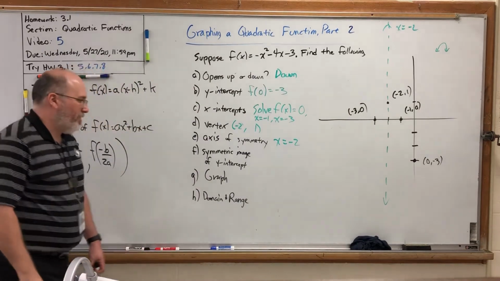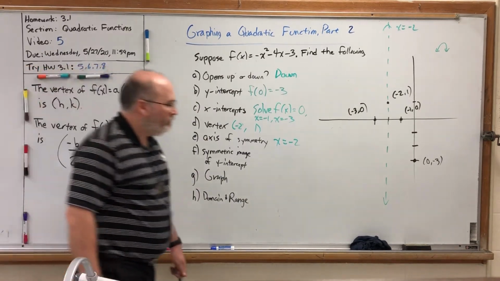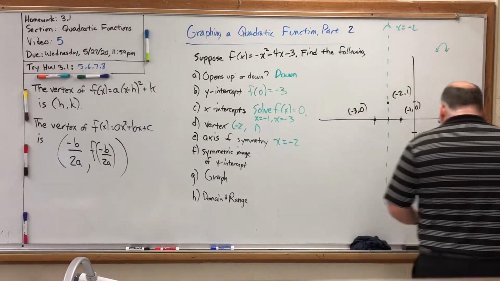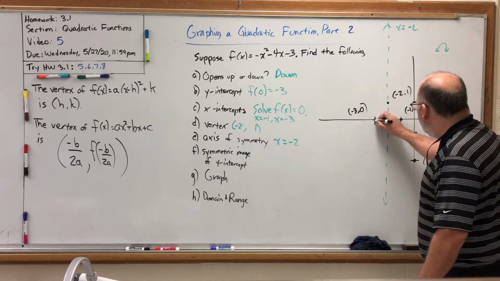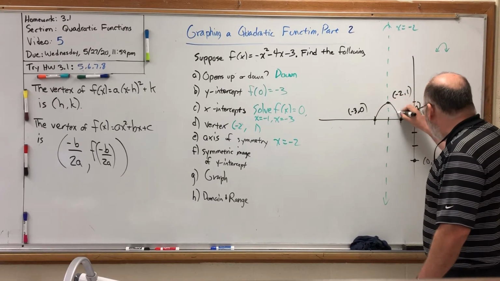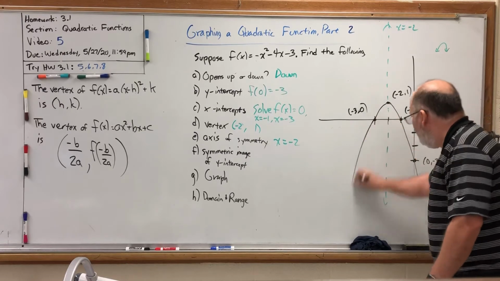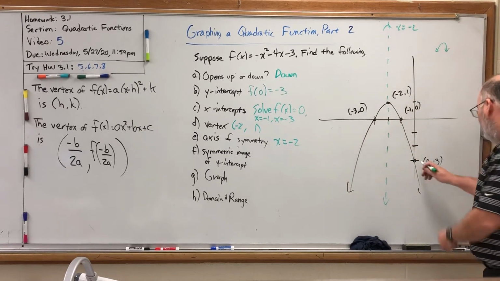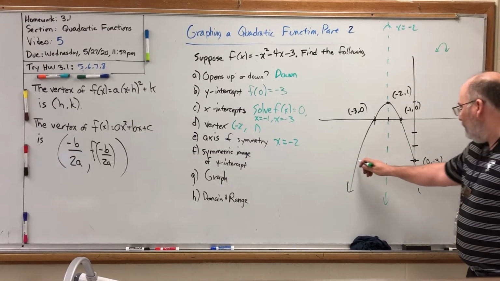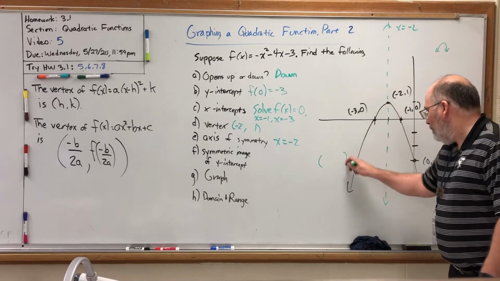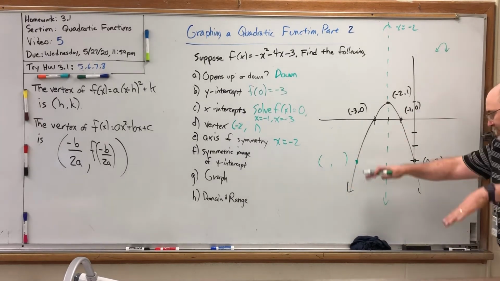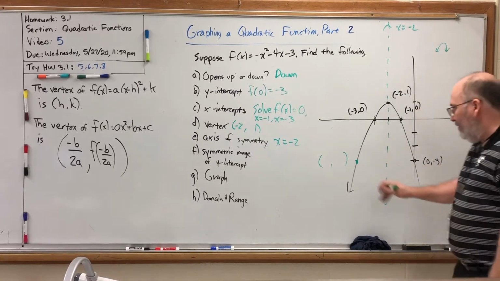And now we can find the symmetric image of the y-intercept. Well, first off, let's go ahead and sketch our graph. I know we're getting ahead of ourselves. But the symmetric image of the y-intercept is over here. It's down the same amount as the y-intercept, so it's down negative 3.